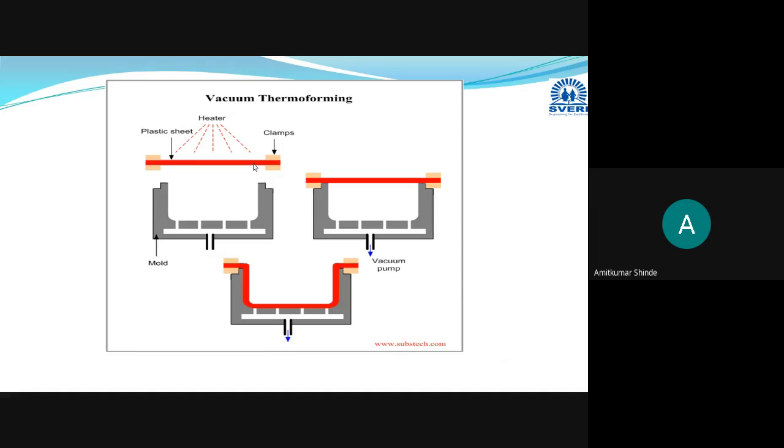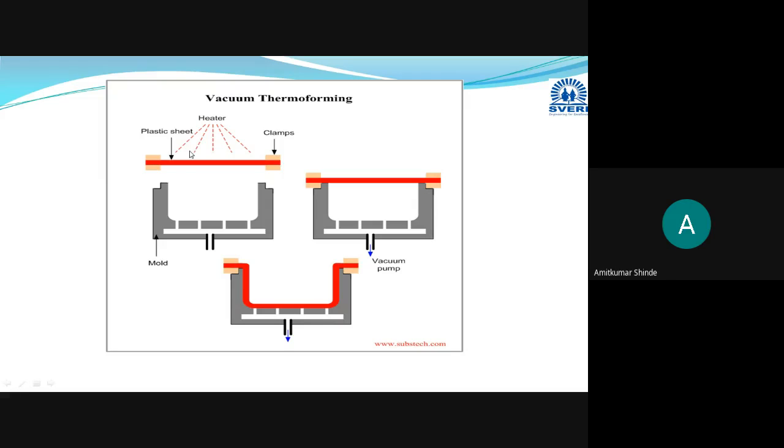In that calendering we are going to apply force with the help of rollers. We are going to convert the available raw material into a thin sheet, and that thin plastic sheet we are holding with the help of some clamp or clamping arrangement, and we are going to heat that sheet with the help of some heating system or electrical heaters.